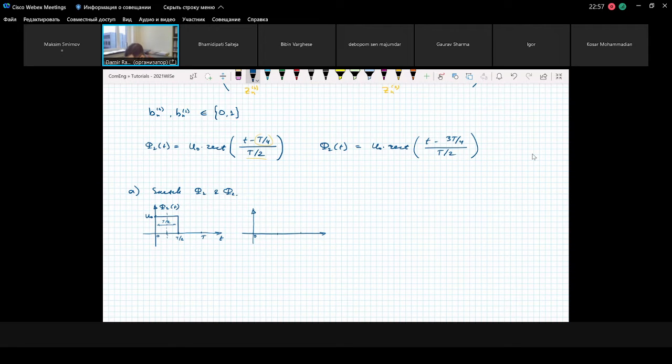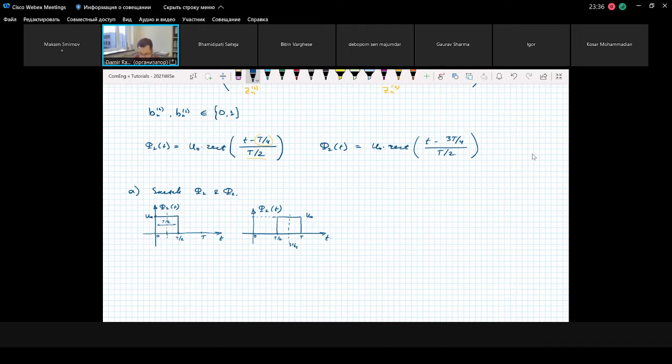I also denote intervals from 0 to capital T, and also denote T over 2. And we see that the second pulse will be centered at 3T over 4. So it's here, 3T over 4, and it also has width T over 2. Here's how it looks, and it also has amplitude U0. This is our second pulse shape function.